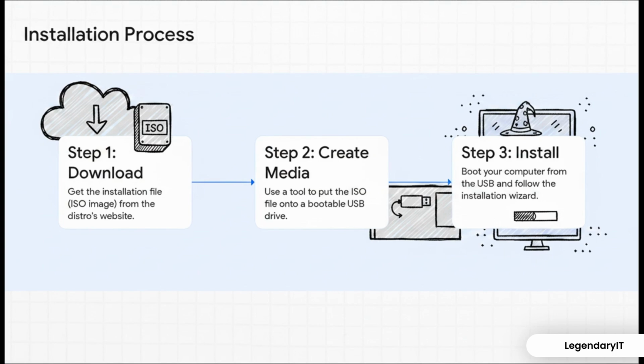Okay, the traditional way to install it is really just 3 simple steps. First, you go to the distro's website and download one file. It's called an ISO image, which is basically the digital blueprint for the whole OS. Step 2, you use a simple free tool to write that blueprint onto a regular old USB drive. And finally, you just restart your computer, tell it to boot from that USB drive, and an on-screen wizard walks you through the rest. It's seriously as easy as installing any other piece of software.